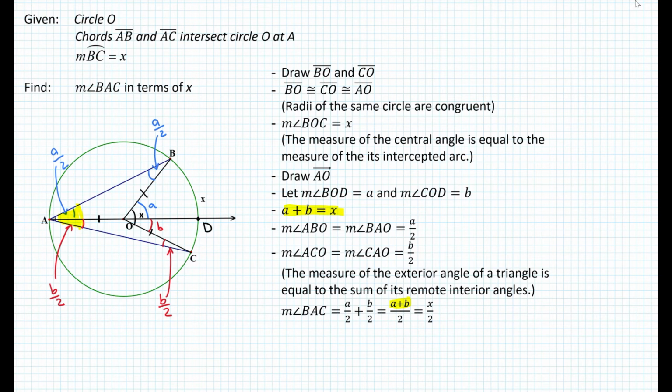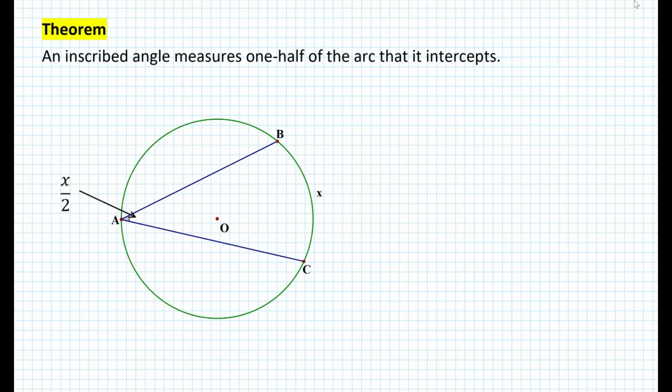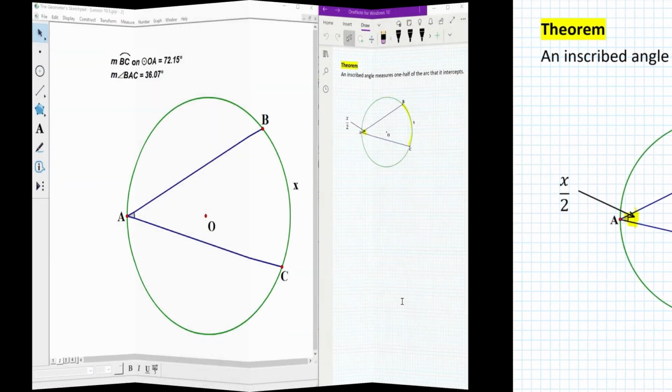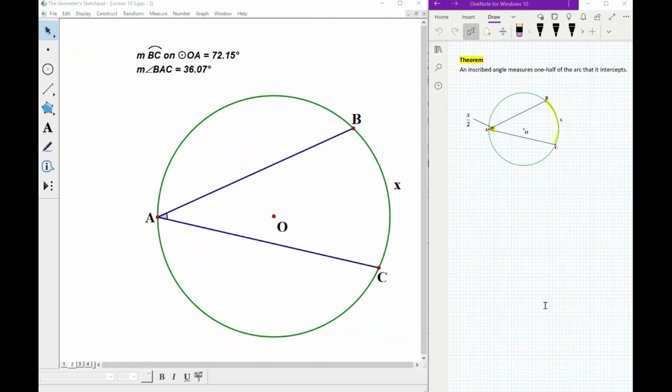The theorem states that an inscribed angle measures 1/2 of the arc that it intercepts. Again, this is the arc that is being intercepted, and if that is x, then the inscribed angle over here must always be half of that. And I'm going to show you a quick demonstration that this is always going to be true. Here's a little demonstration where we can see that it is always true that an inscribed angle measures 1/2 of the arc that it intercepts, basically the theorem that we have just proven.